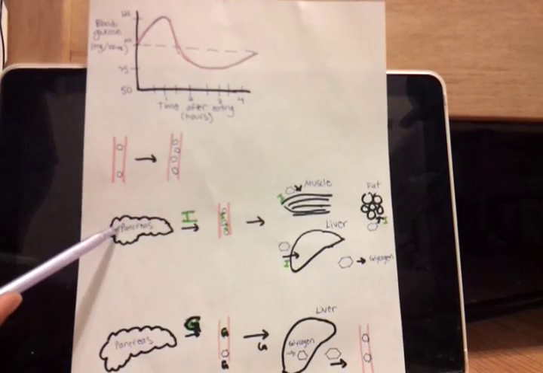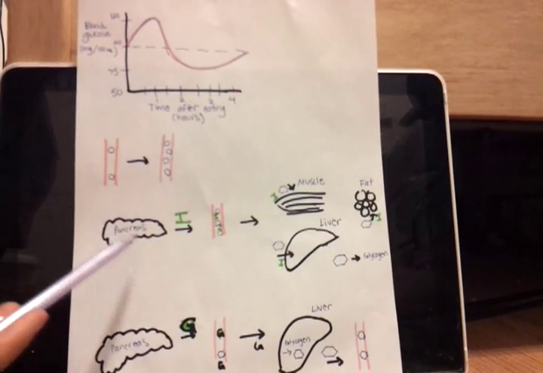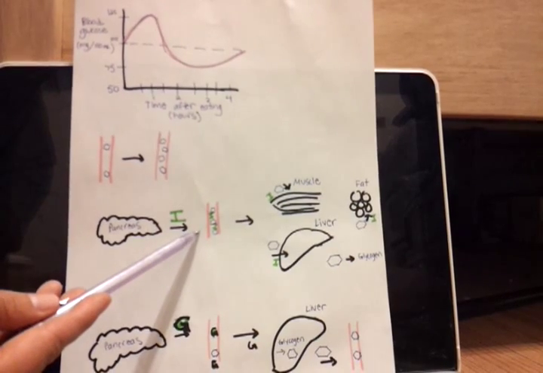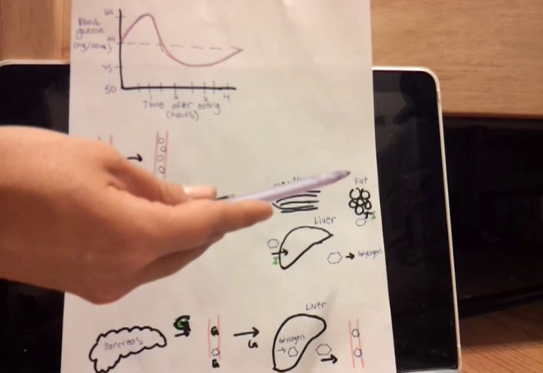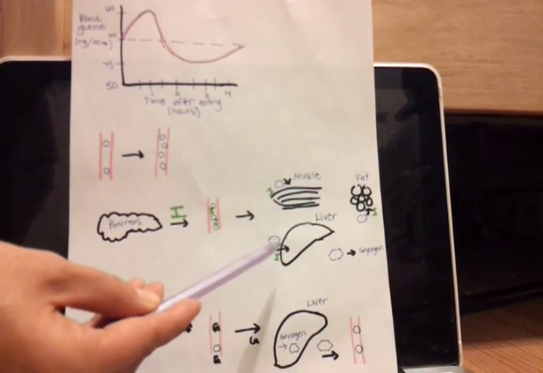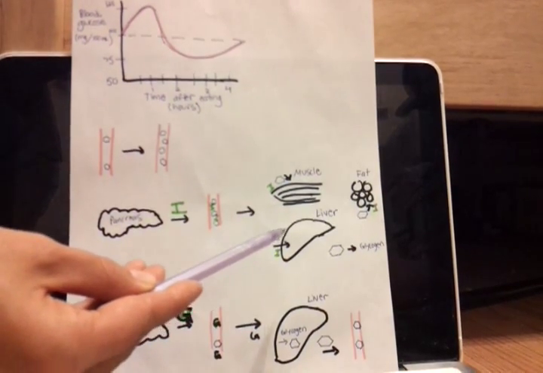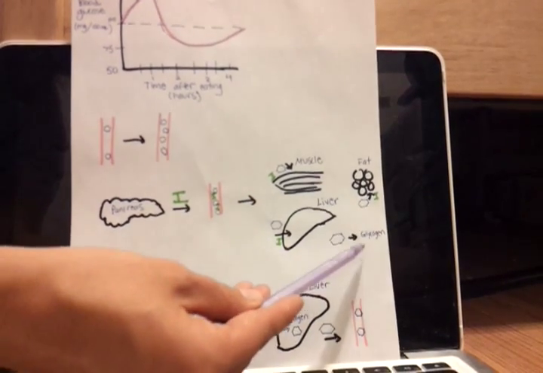So, our pancreas releases the hormone insulin into the bloodstream. Insulin tells our muscle, liver, and fat cells to take up glucose from the bloodstream. These cells then store the glucose as glycogen.